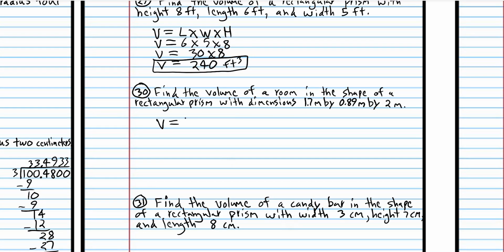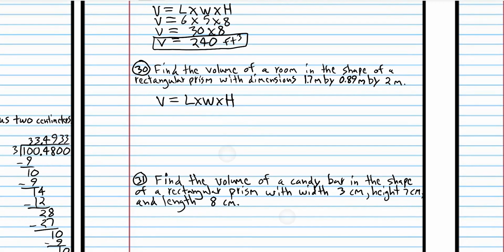So let's go ahead and do this. Write the formula that you're going to use. You've got to show the tool that you're using, then plug in the dimensions. Again, it doesn't matter which one is which here. All right, and as you can see, we're multiplying decimals. So just to keep the rule going here, we're going to multiply these first. So 1.7 times 0.89. I don't have to line up the decimal.